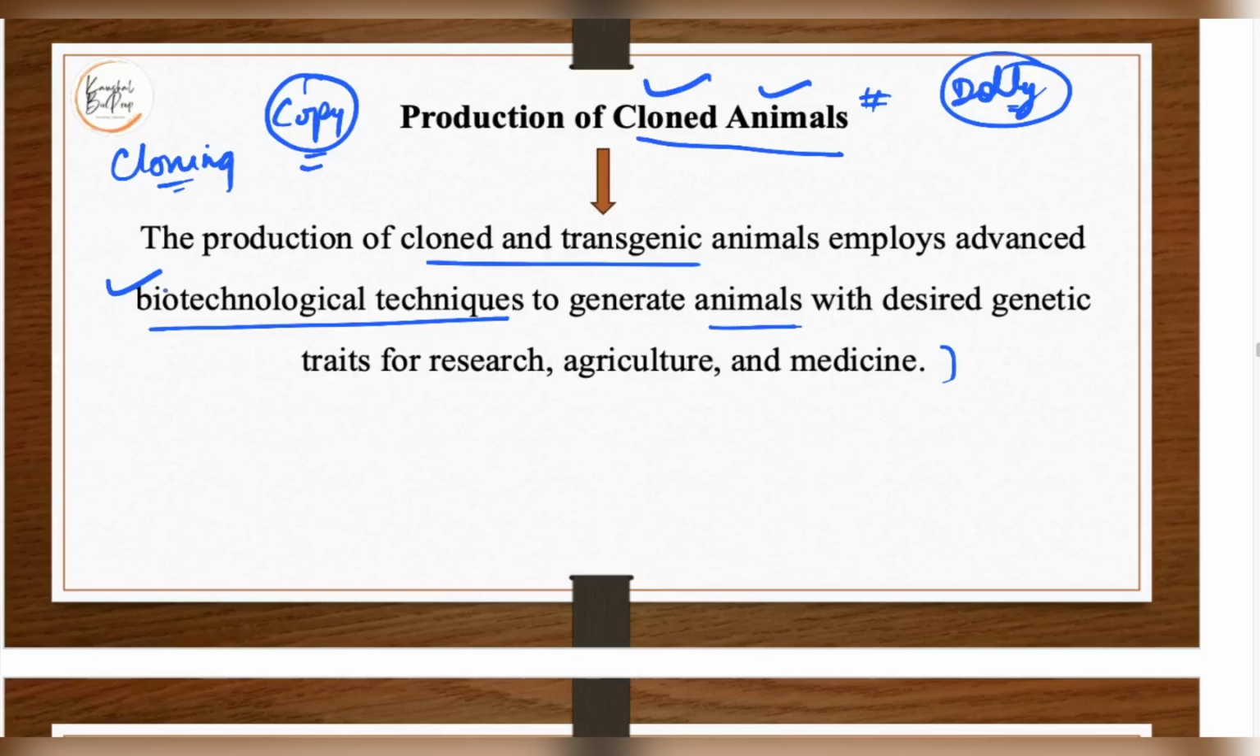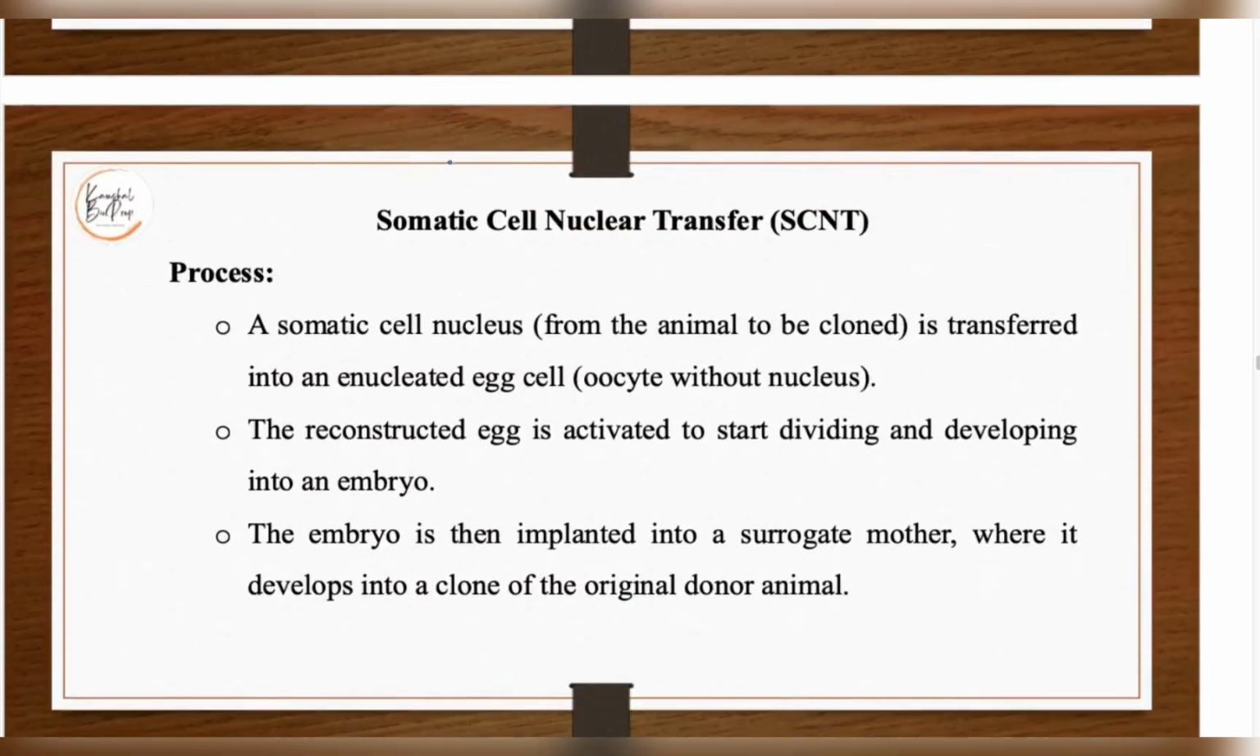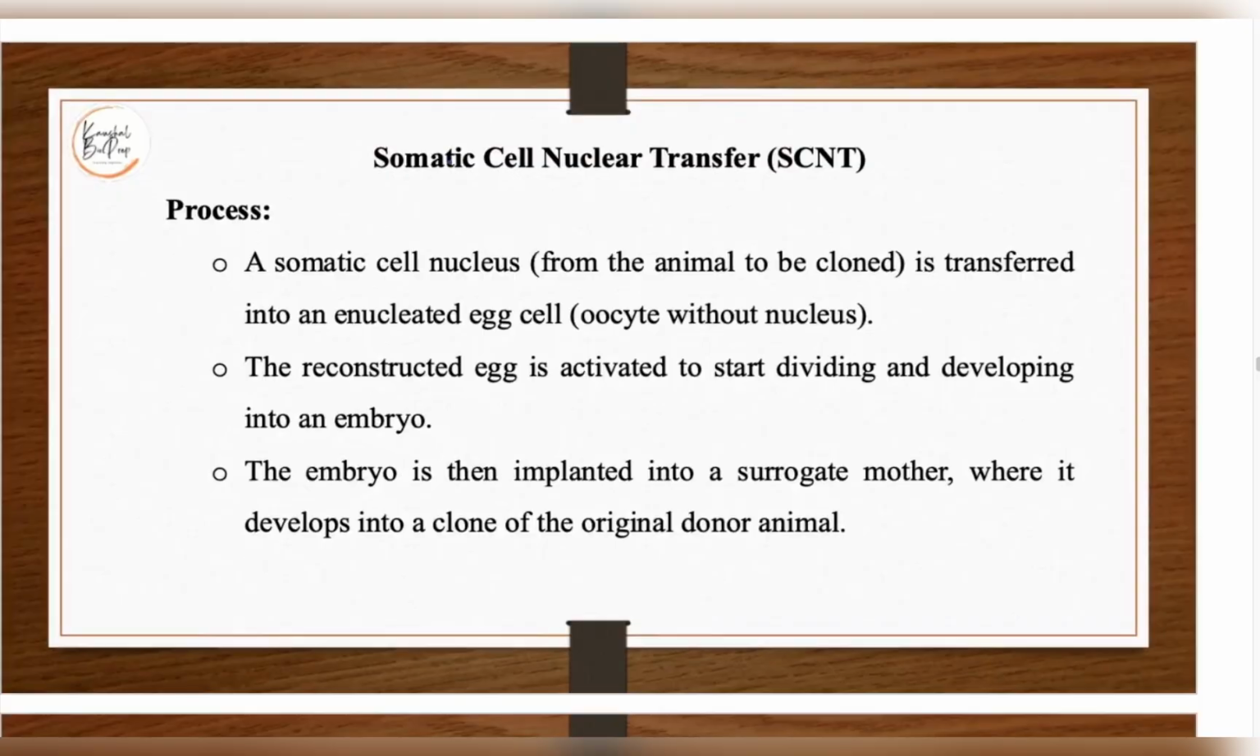Why are we considering cloned animals? Because in cloned copies you will get the exact gene, right? This gene must be related to the desired trait, and you will have it passed on to the next generation, whatever you produce. Now the very commonly used technique for this is somatic cell nuclear transfer.